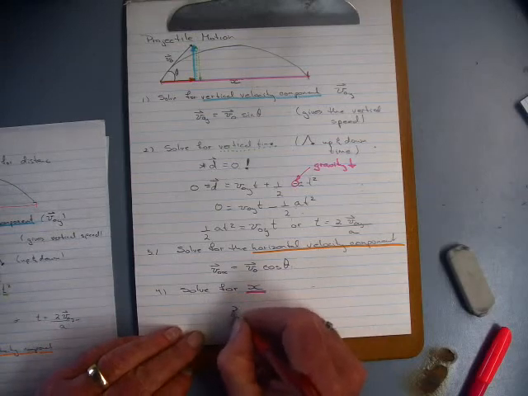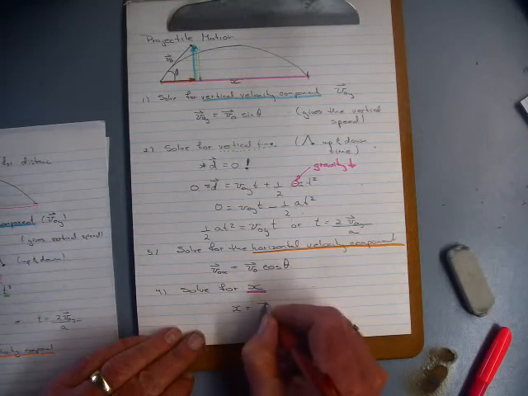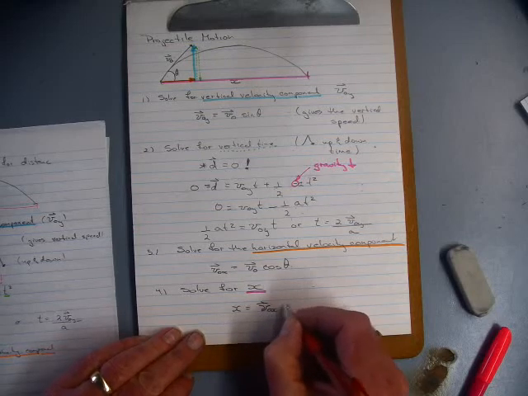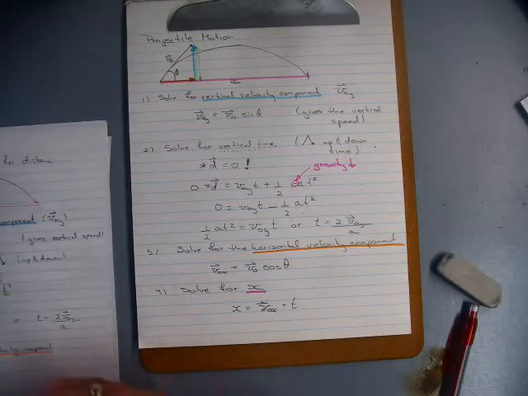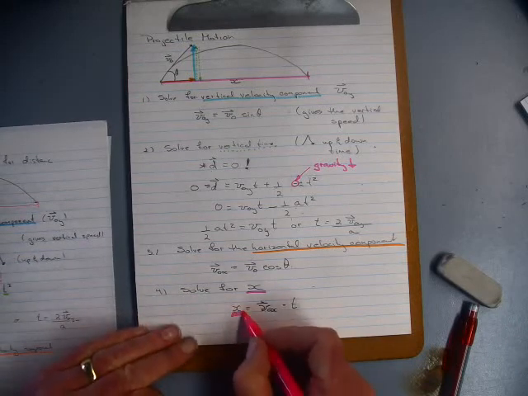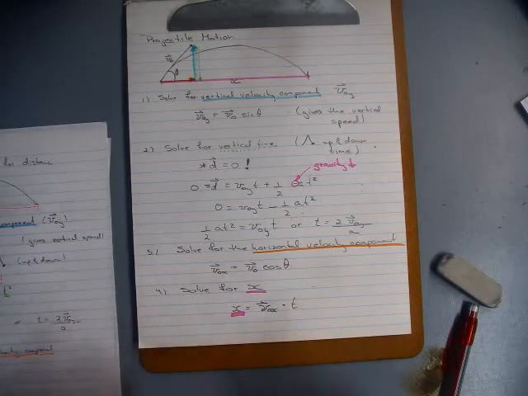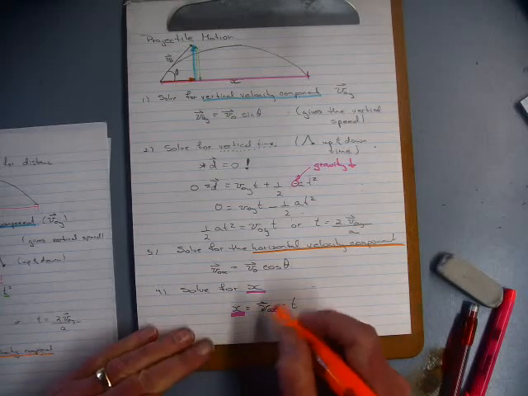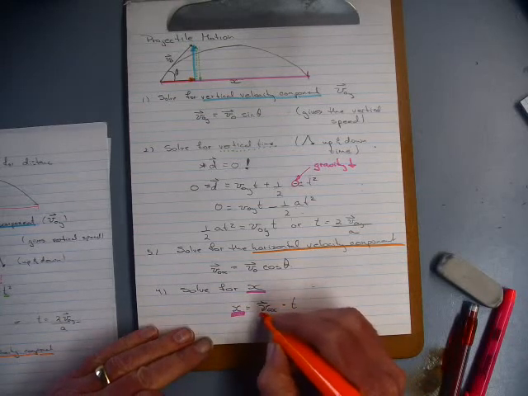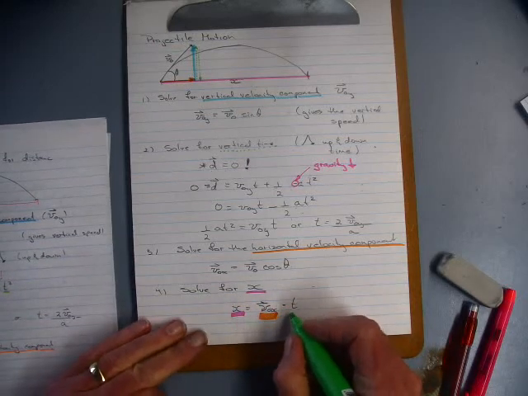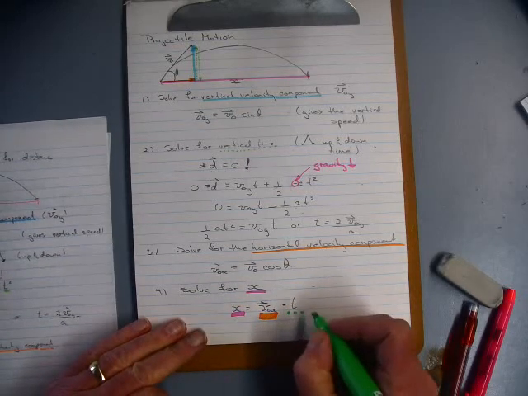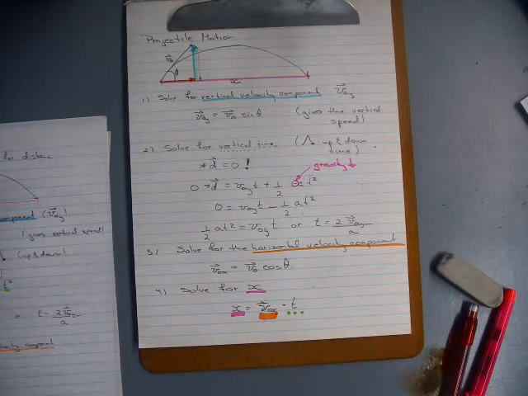So x is equal to V0x times t. So what we're looking for is equal to V0x times t.